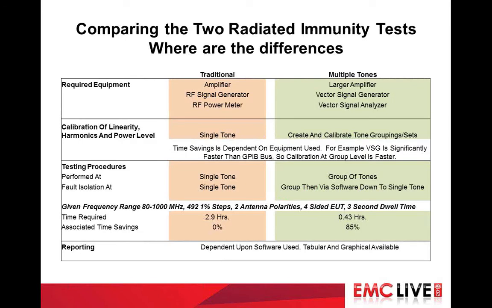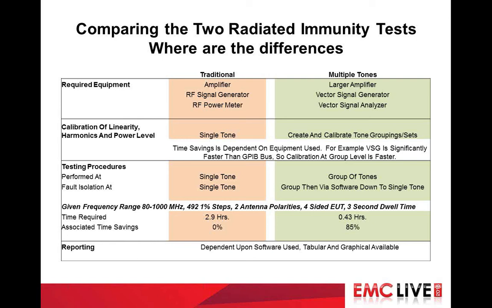This is a summary of the difference between traditional and multi-tone radiated immunity testing. The multi-tone testing requires a vector signal generator, vector signal analyzer, and a larger amplifier than the equipment used in traditional testing. I would be remiss if I didn't say that there are costs associated with the additional equipment, but this cost will be offset by time savings.